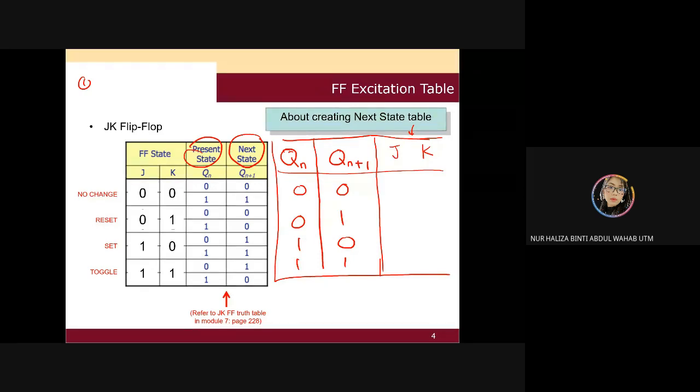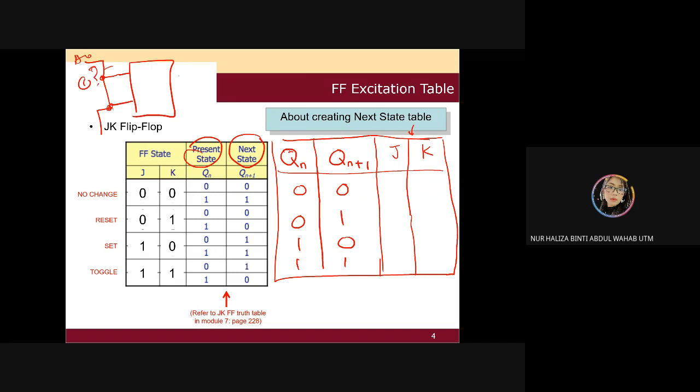After that, how are you going to define the value of your J and K, about your connection? Is it connected to high? Is it connected to low? So you don't know.